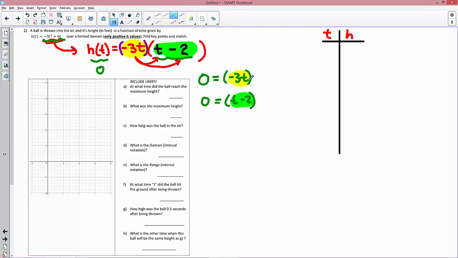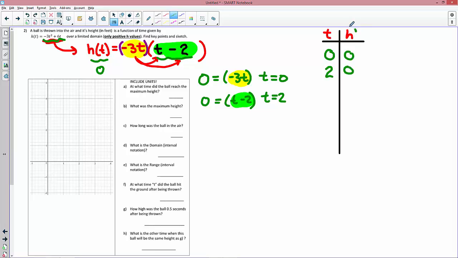Just divide both sides by negative 3, and you get t equals 0. Add 2 to both sides, you get t equals 2. Okay, what does that mean? That means at 0 and at 2, those are my 2 zeros, I get a height of 0.